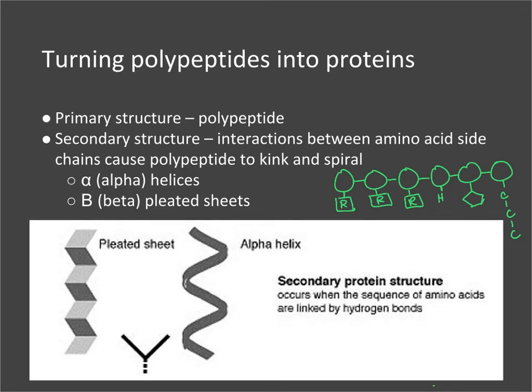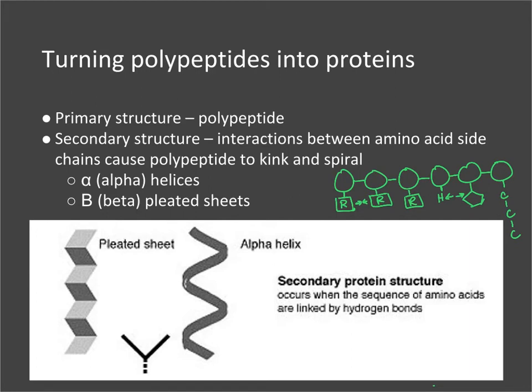So there's a lot going on with these side chains. Sometimes these side chains are attracted to each other, and other times they are repelled by each other. And because of these attractions and repulsions, what we end up with is this shape that starts to form.